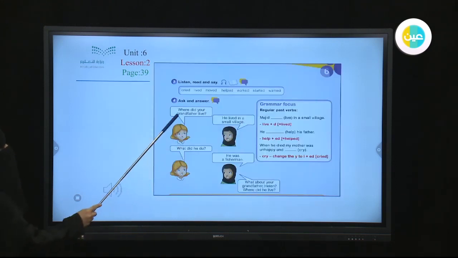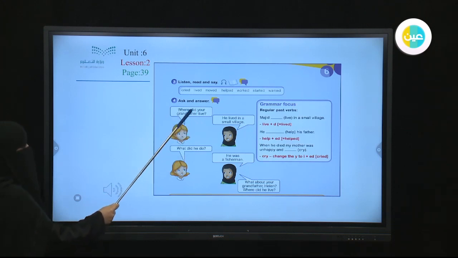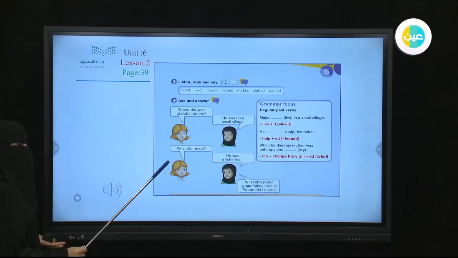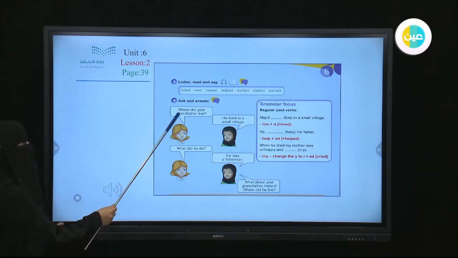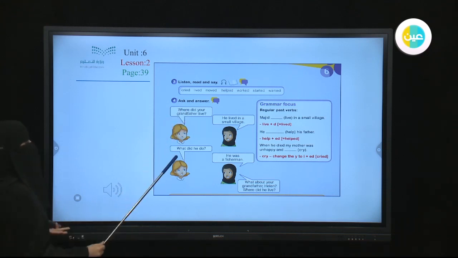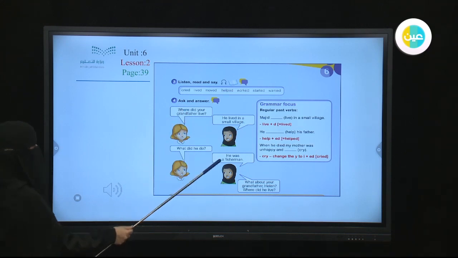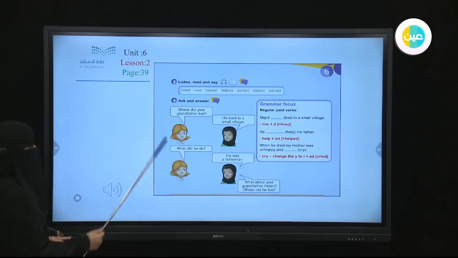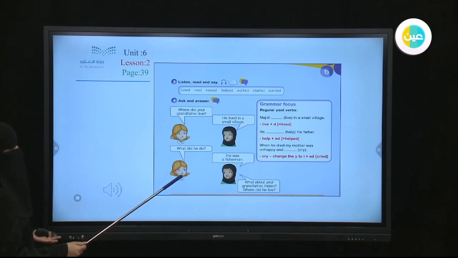Okay, so here we have, where did your grandfather live? Where did? Because the question is about the past. He lived in a small village. You can practice these questions with your mother. You can ask your mother about her father, and then your friends or your sisters and brothers can ask about your grandfather. Where did your grandfather live? What did he do? He was a fisherman. This is his job. What about your grandfather, Helen? Where did he live? So this is a conversation you can practice with your sisters and brothers at home, or with your friends.